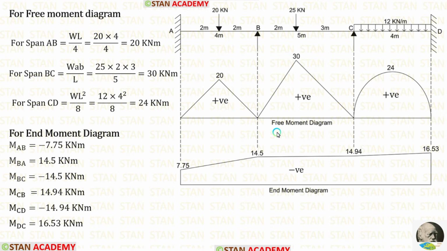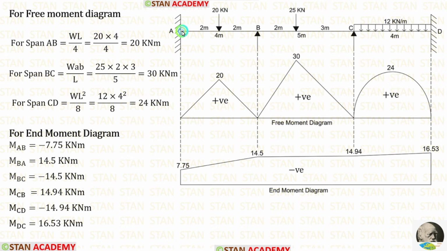Now, we are going to draw the bending moment diagram. For drawing the bending moment diagram, first we have to make the free moment diagram, then the end moment diagram. Finally, we have to combine both of them to get the bending moment diagram. For the free moment diagram, we have to assume every span as a separate simply supported beam.